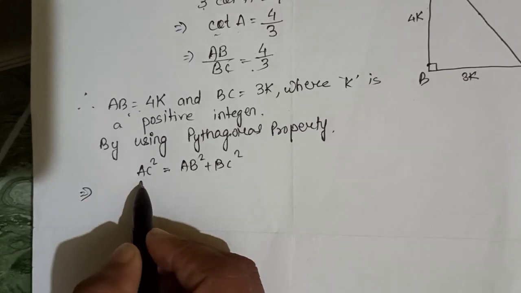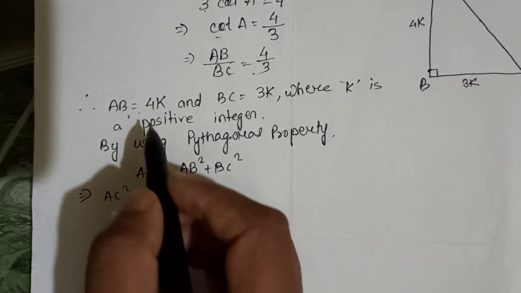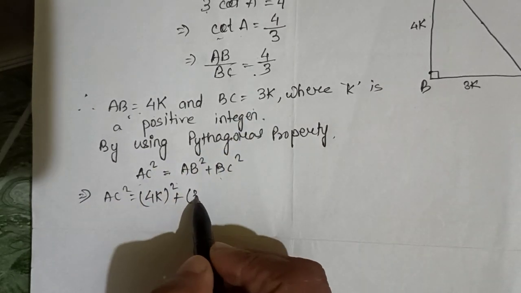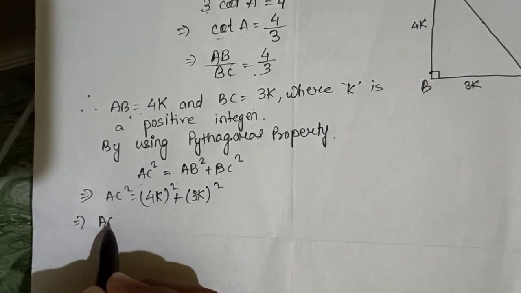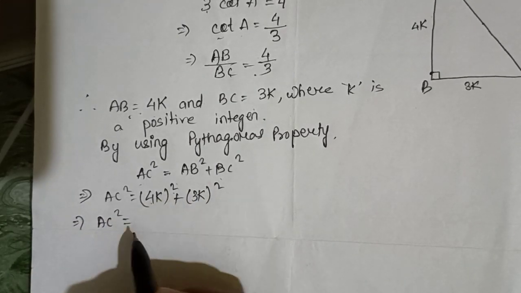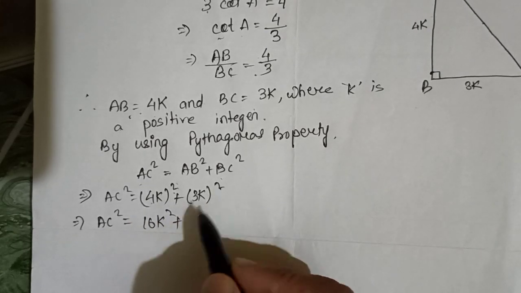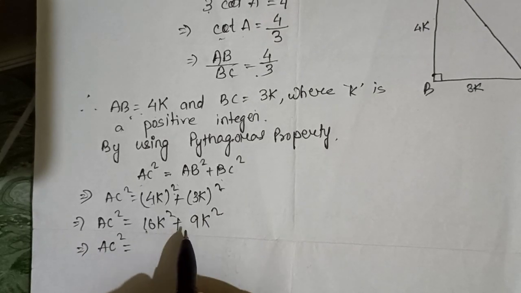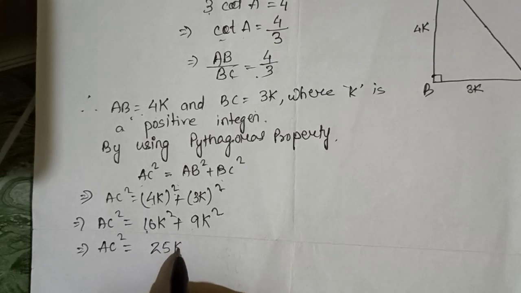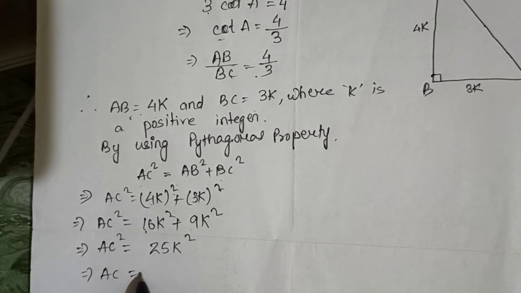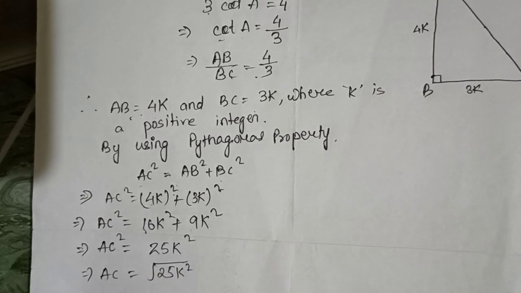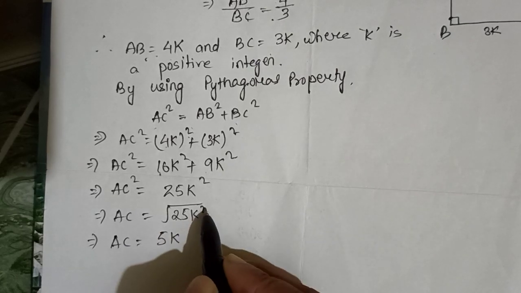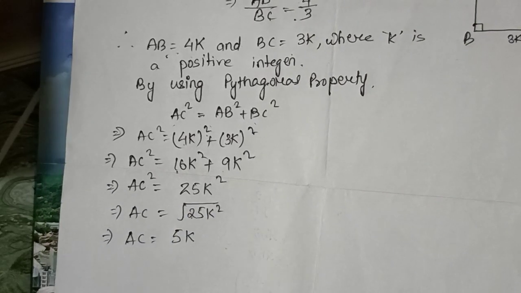This implies that AC we do not have. The value of AB is 4K whole square, BC is 3K whole square. Again this implies that AC square equals 4 square, which is 16K square, plus 3 square, which is 9K square. AC square equals 16 plus 9, it will be 25K square. So the square of this AC will go on the right hand side, it will become root 25K square. This implies that AC equals square root of 25 is 5K, and square and root get cancelled. So K is also only single K. So this is our AC.